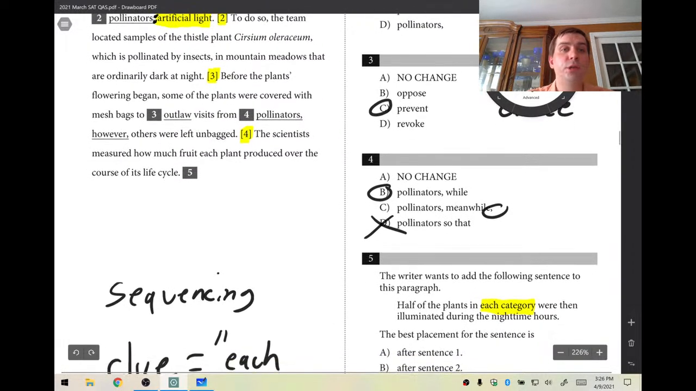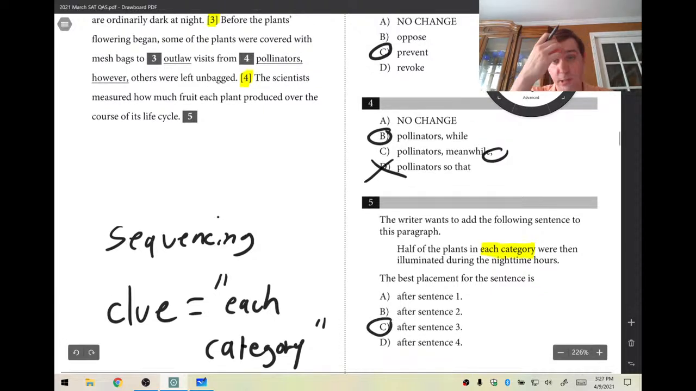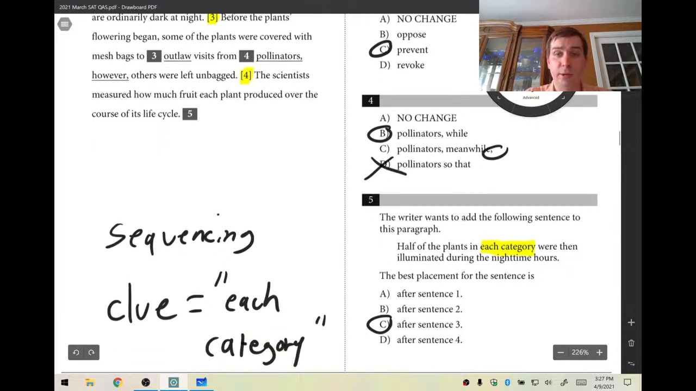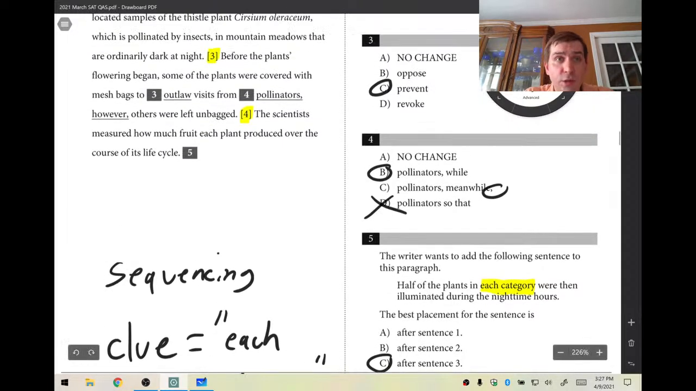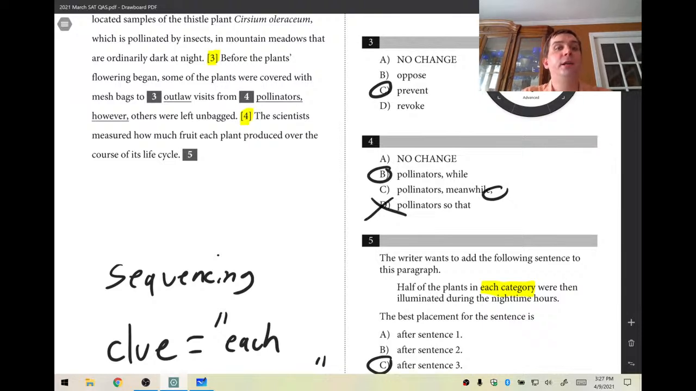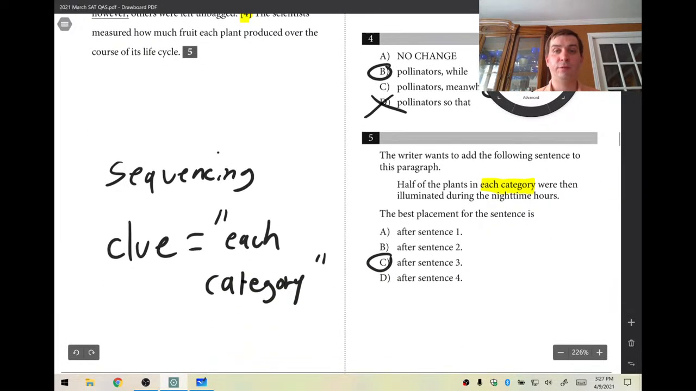So once you've moved it to the proper place, always read it back to back in the new place, and it must make sense in the paragraph. It should fit like a glove. I'm going to do that right now. So here's sentence 3 and the new sentence right back to back. Before the plant's flowering began, some of the plants were covered with mesh bags to prevent visits from pollinators, while others were left unbagged. Half of the plants in each category, bagged and unbagged, were then illuminated during the nighttime hours. So that's the only place this new sentence can fit.